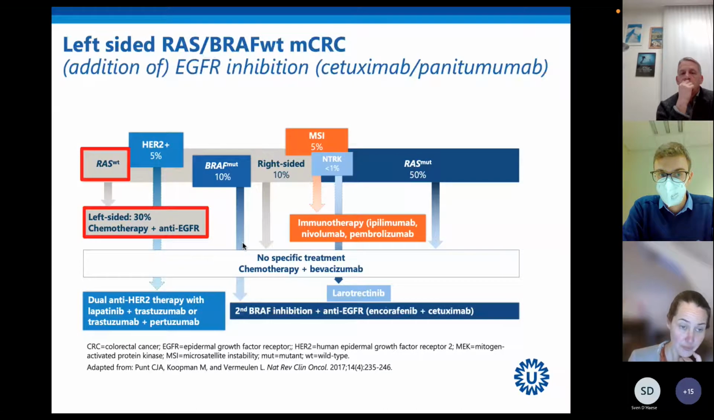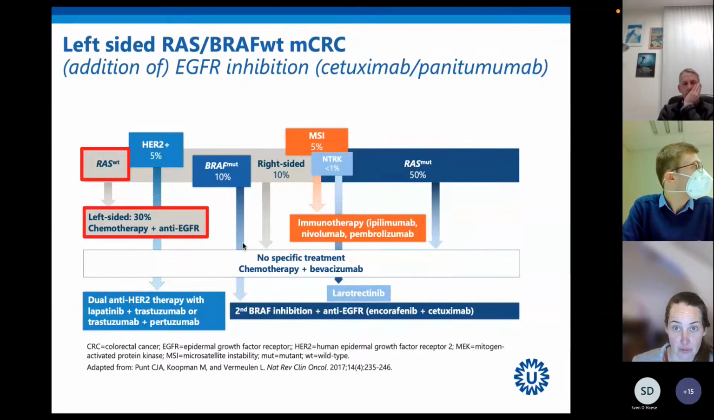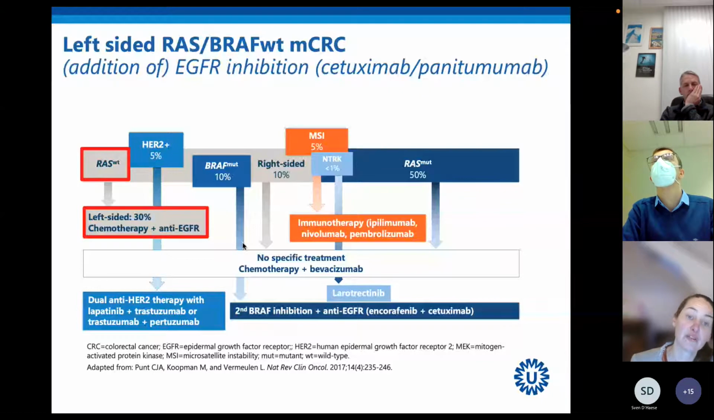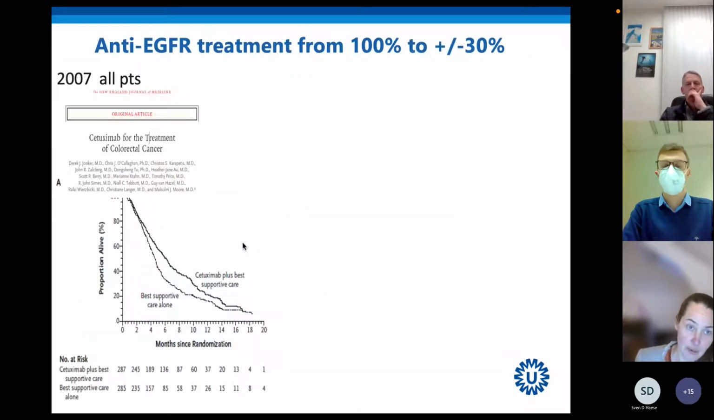First of all, the best group we have, with the best prognosis, are the left-sided RAS BRAF wild-type colorectal cancers. This group has a specific target. They can be treated with EGFR inhibition, so cetuximab or panitumumab, next to the standard chemotherapy and bevacizumab, of course. But the additional treatment option for this group is the EGFR inhibition.